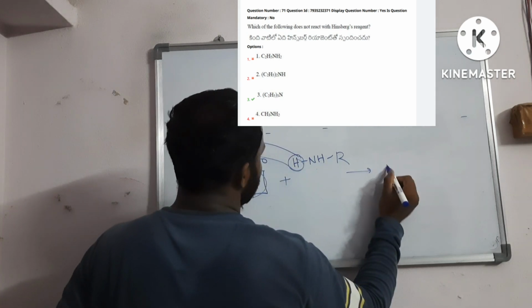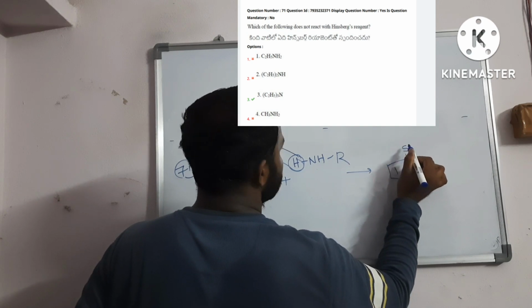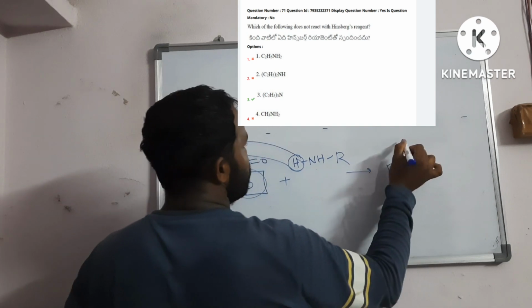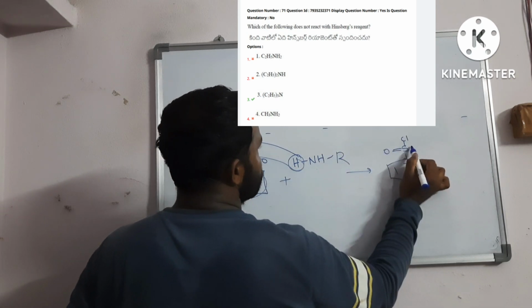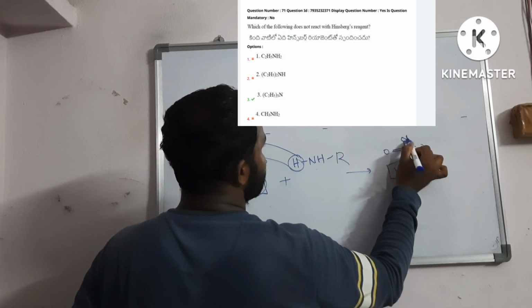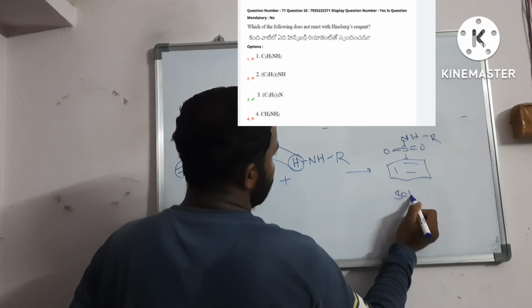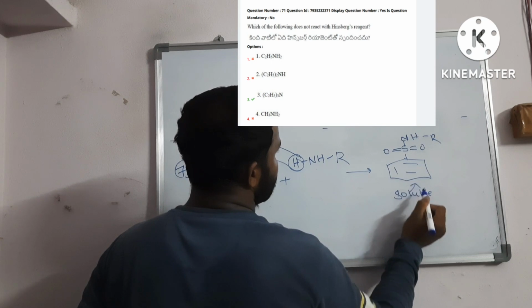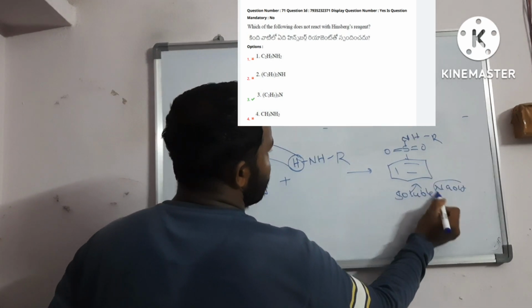It forms the phenyl, so this is aryl, benzene sulfonyl, and the remaining part is NHR. So this product is soluble in alkali. It is soluble upon reacting with NaOH.